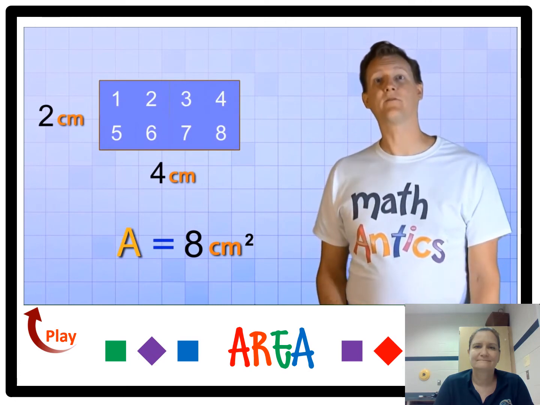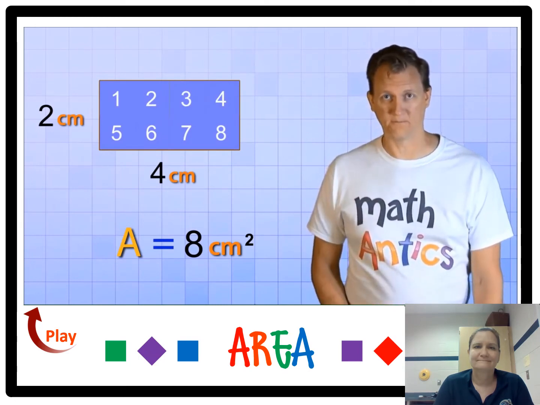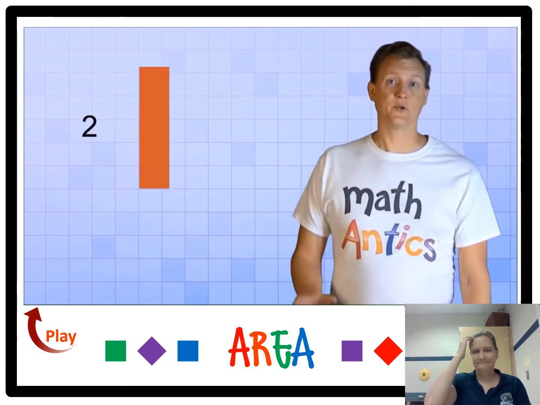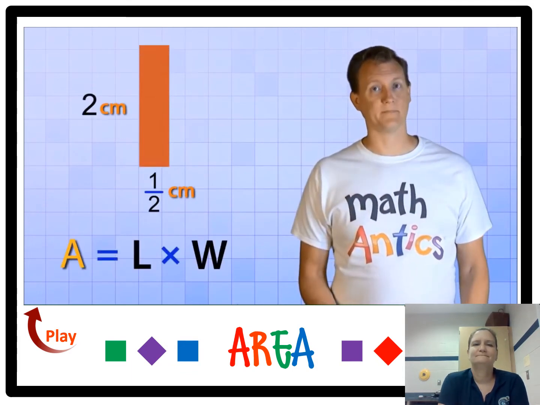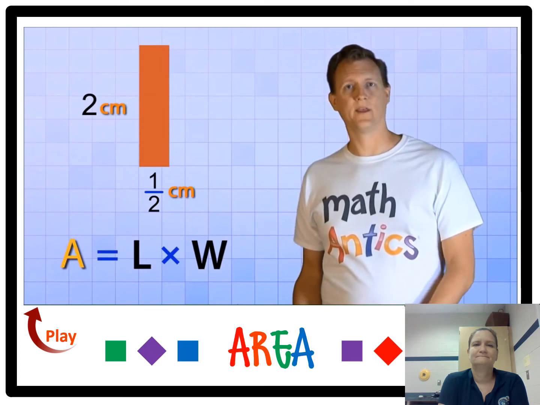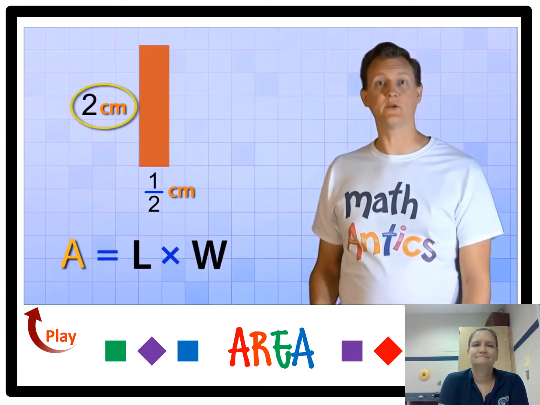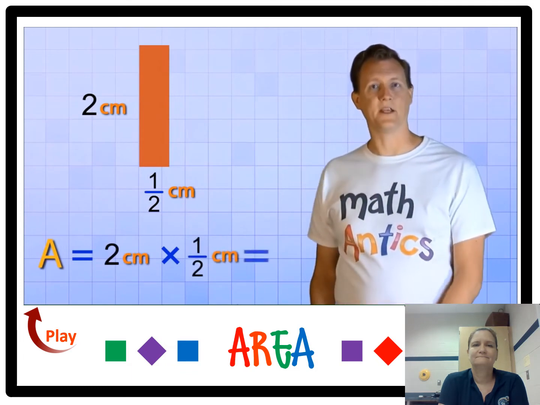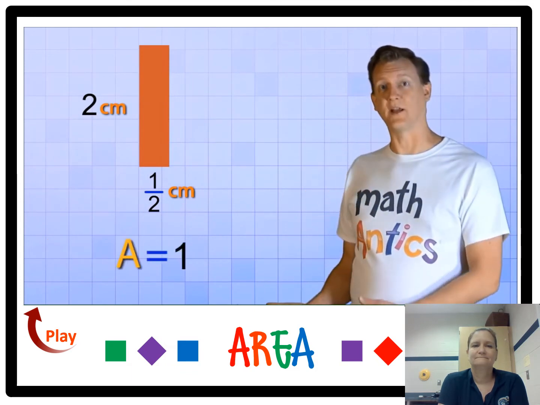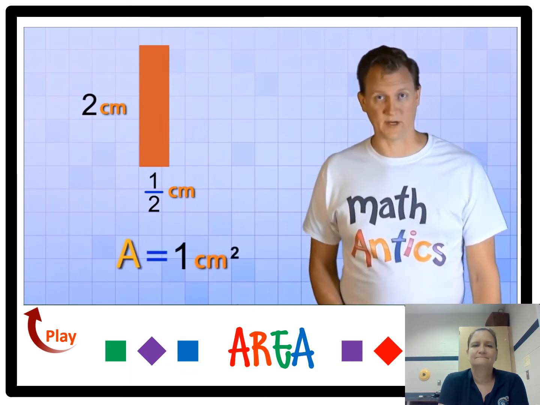Great. Let's try our formula on one more rectangle. This rectangle is 2 centimeters long, but only half a centimeter wide. And our formula, area equals length times width, tells us that we just need to multiply these two sides together to get our area. 2 times 1/2 equals 1. So this rectangle is also 1 square centimeter.